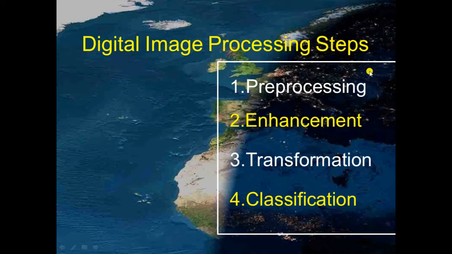Now we are moving to the digital image processing steps, and how we can proceed with digital images. The digital image processing steps are pre-processing, enhancement, transformation and classification.